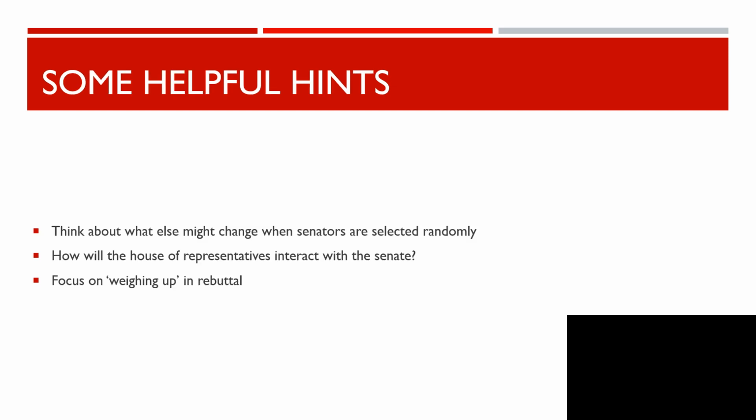Finally, we're going to look at some helpful hints that we have for this particular debate. One thing to think about is what else might change when senators are selected randomly. Perhaps this is that senators are now less likely to be members of political parties. Maybe it means that they are likely to form groups when they are elected. There are many answers to these kinds of questions, but it's something to think about. Think about this debate beyond just the impact on the senator at the moment when they are elected, and what else could change.